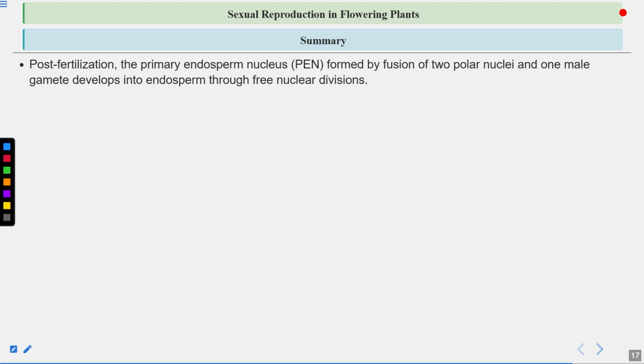So now we will summarize the chapter. Post fertilization, the primary endosperm nucleus, formed by the fusion of two polar nuclei and one male gamete, develops into the endosperm through free nuclear division. So this is how the endosperm has been formed. This fusion is called triple fusion. The triple fusion gives rise to the primary endosperm nucleus.